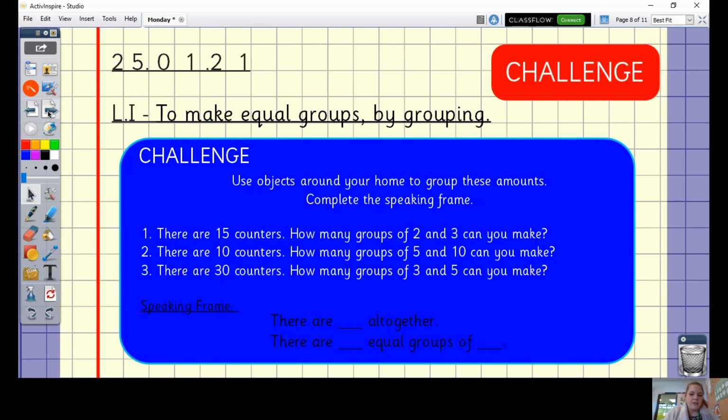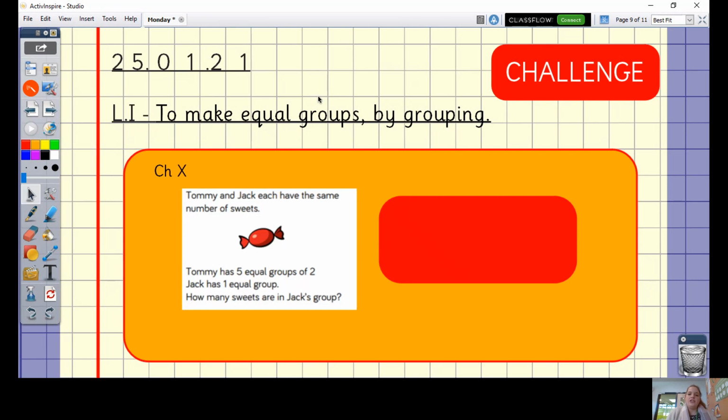Okay, that's not what the answer would be, but just as an example there. So finally then, as your challenge X, if you'd like to challenge yourself that little bit further, Tommy and Jack each have the same number of sweets. Tommy has 5 equal groups of 2. Jack has 1 equal group. How many sweets are in Jack's group?